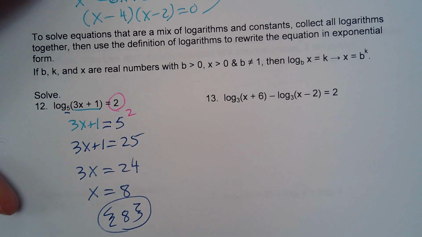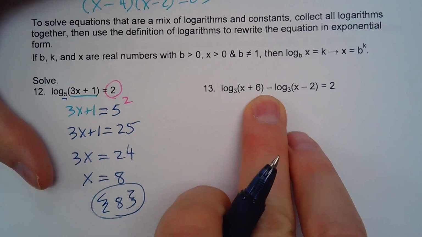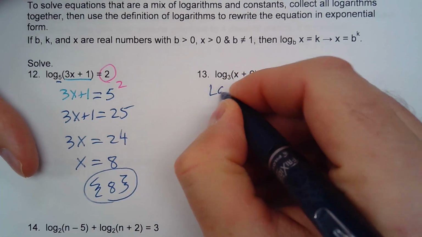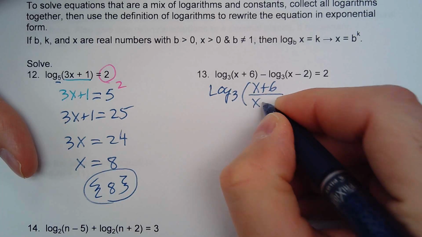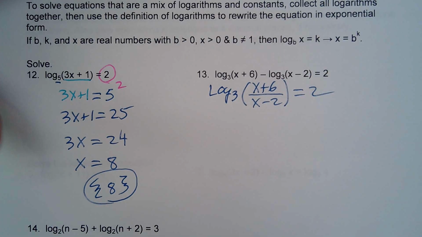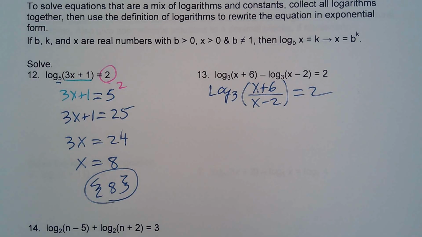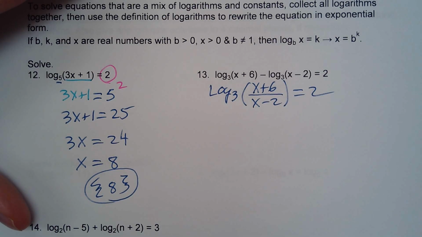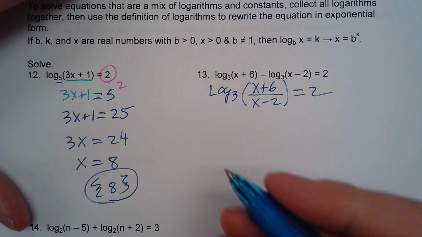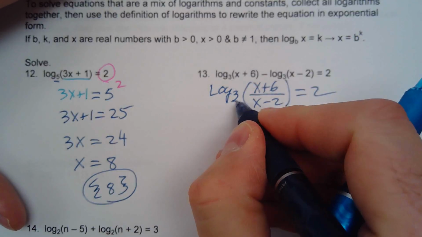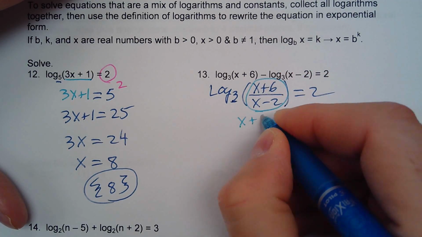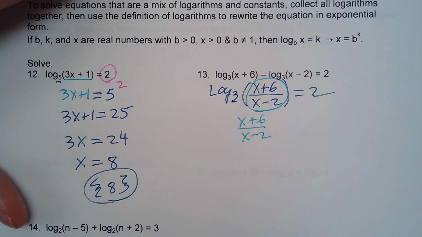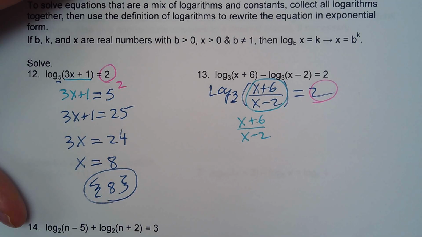All right, let's try number 13. So subtraction, so I need to rewrite this as a quotient. So that's log base 3 of x plus 6 over x minus 2 equals 2. And now we're going to rewrite this as an exponential. My base here is 3. My argument is this x plus 6 over x minus 2. And 2 is my power.